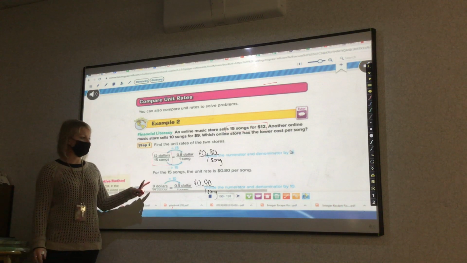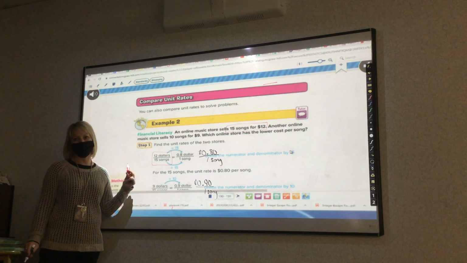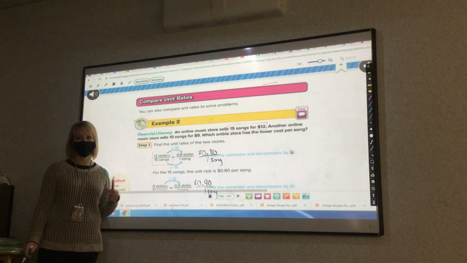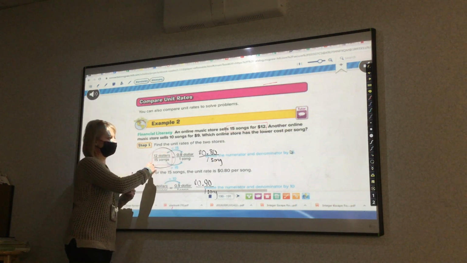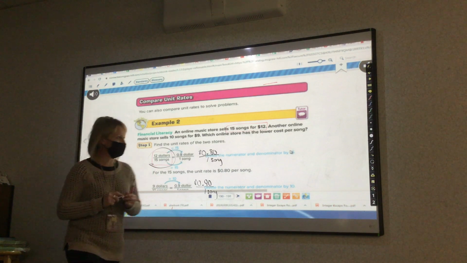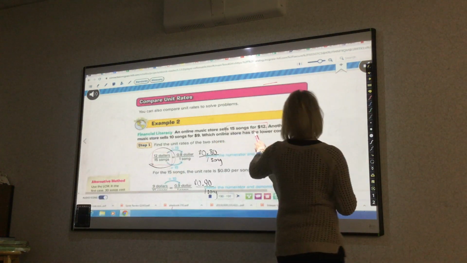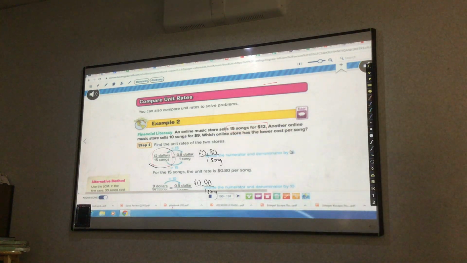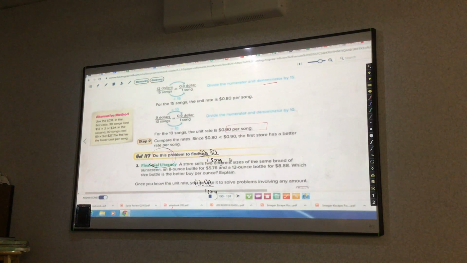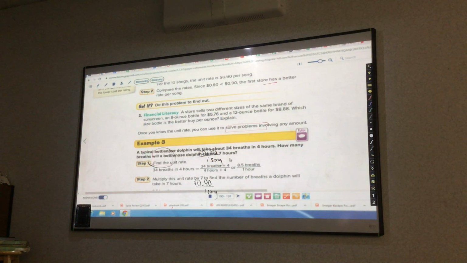So then I can compare which one is a cheaper buy, the 80 cents a song or 90 cents a song. So $12 for 15 songs is my better deal. So what says, which online store has a lower cost? It'd be the one for 15 songs for $12. So let's do this example together.